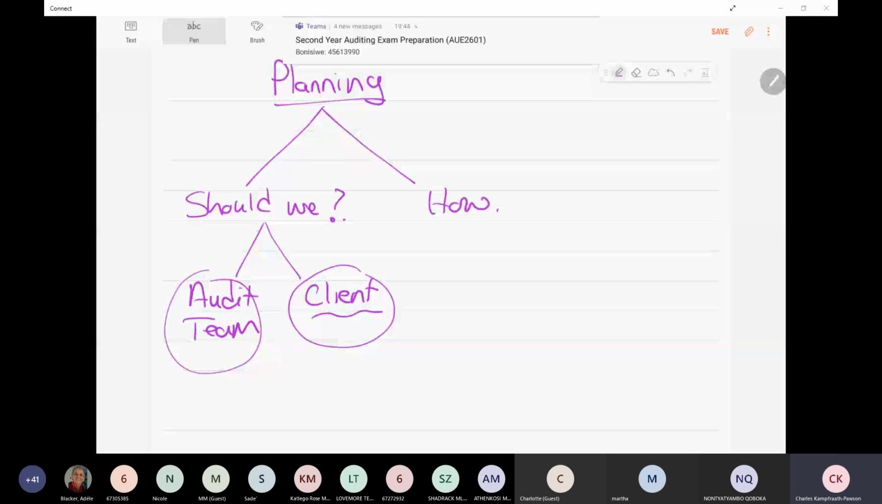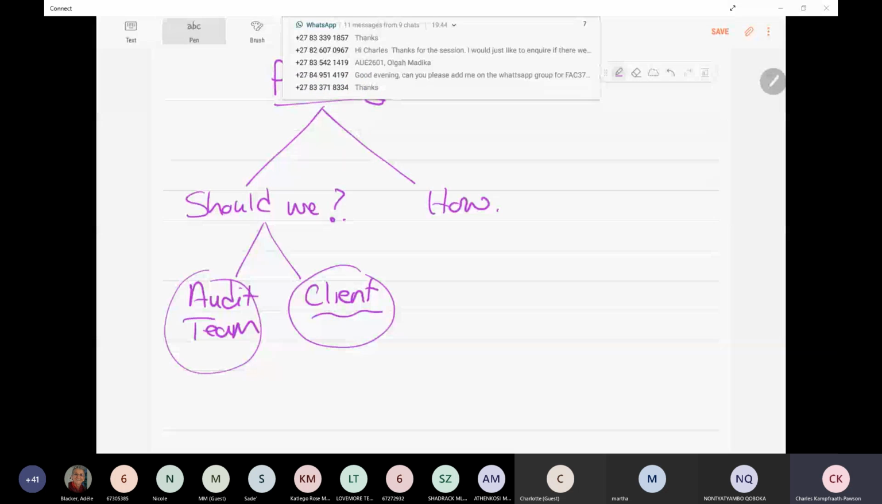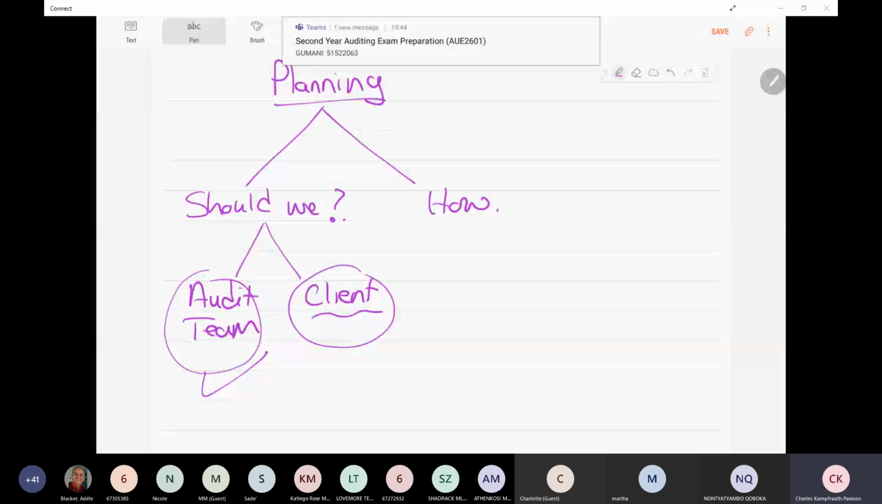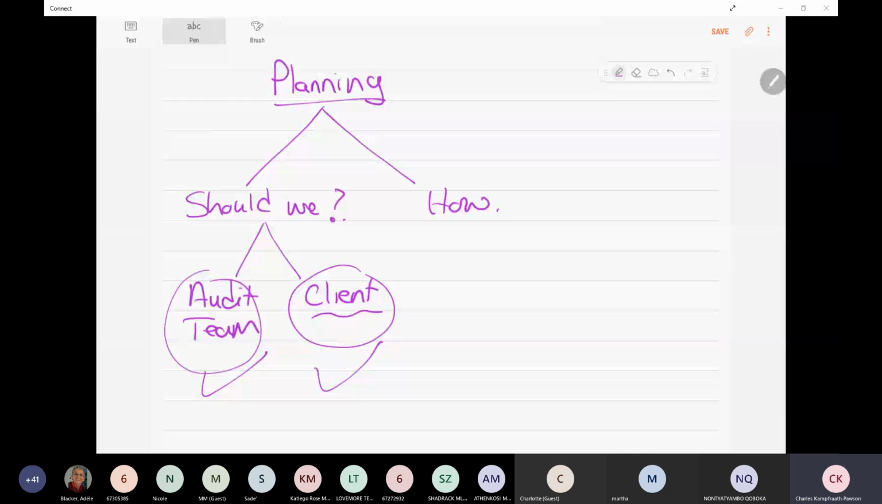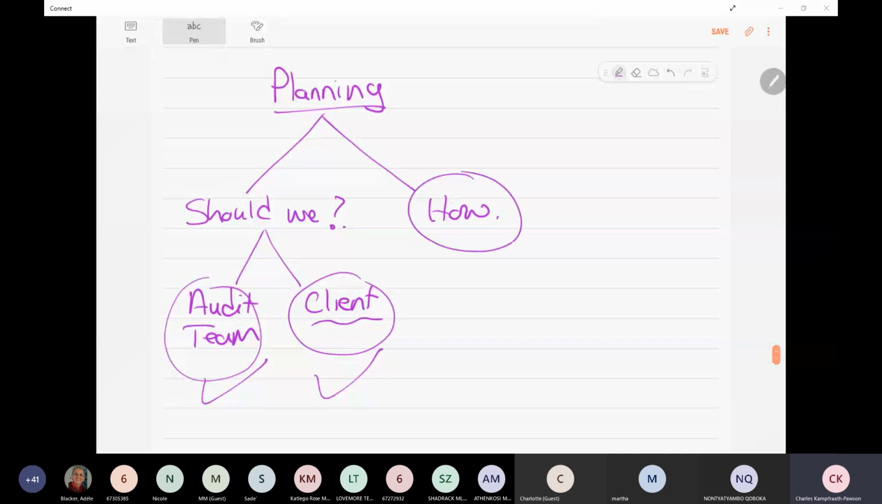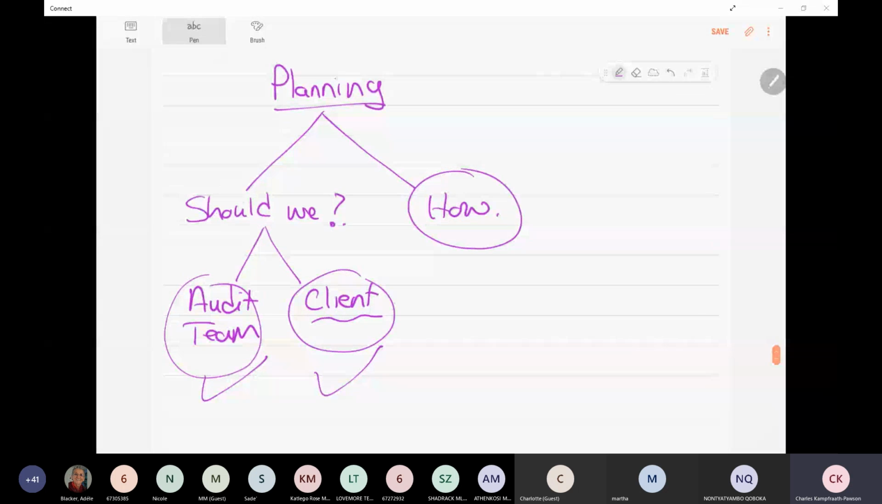And once we've measured these two items, and we say, yes, we have the necessary team, we have the right team in place, and yes, we do want to be associated with this client based on various items that we want to evaluate, then we go over to the how. And the how is basically summarized as what are we going to be doing and when are we going to be doing it.